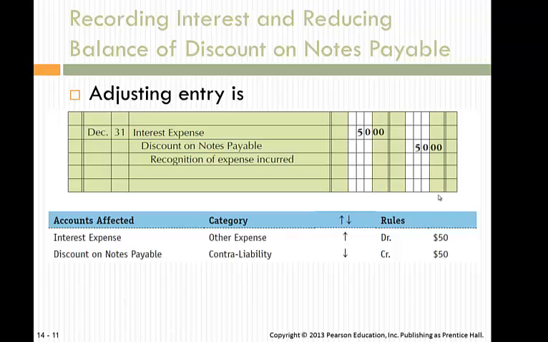By making these adjusting entries, we have recorded interest expense in the accounting period in which it's incurred, which is the matching principle you learned about in Accounting 110.